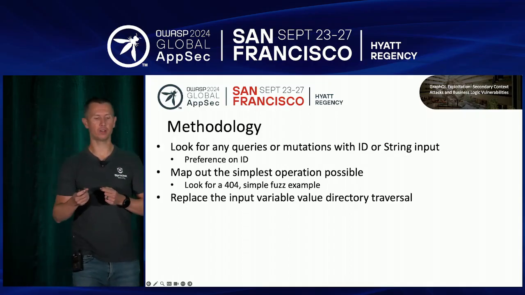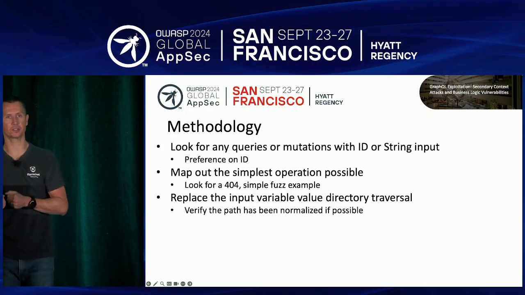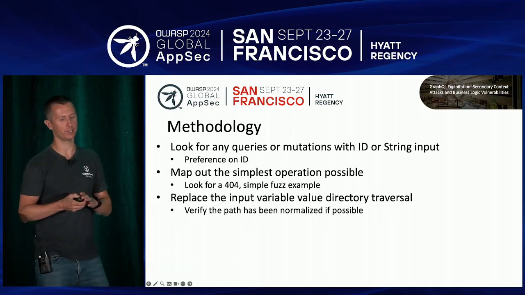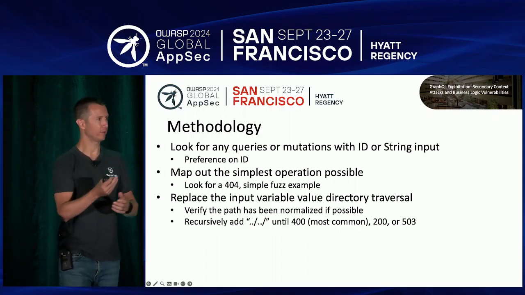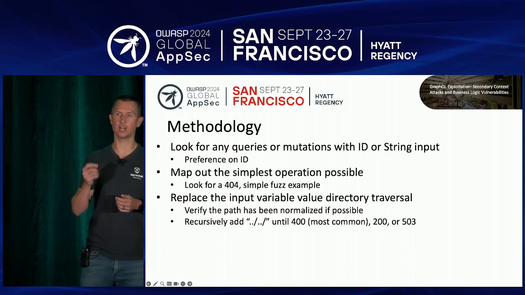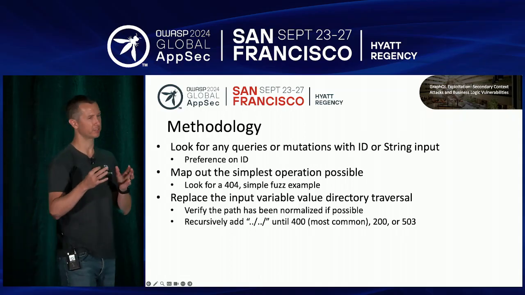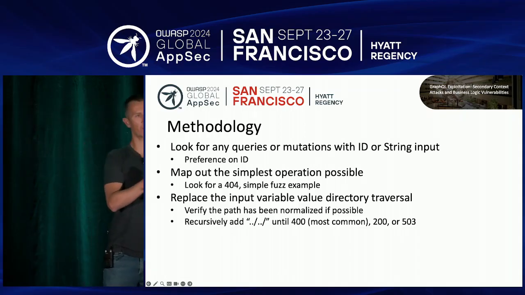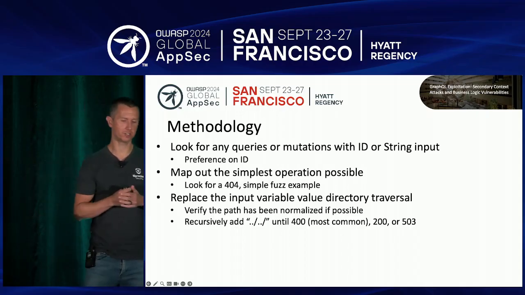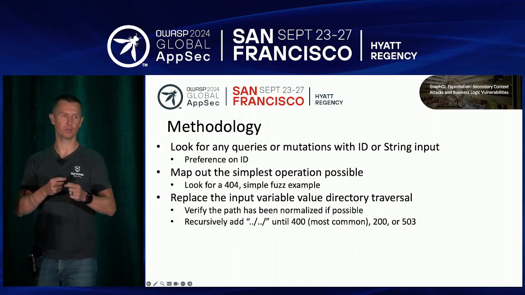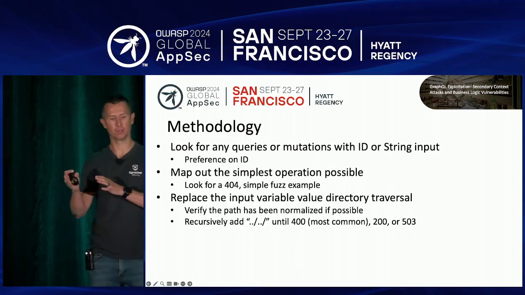And then replacing the input variable with directory traversal, right? Verify the path has been fully normalized, so we're looking at the response. Now we're like, all right, absolutely, we have a secondary context opportunity in this case. One common thing I'll do, I'm sure many of you do this as well, is recursively add .. until we get a 400, which is the most common in my experience to determine where the root is of where we're attacking. So once we get a 400 response, that's almost always the root. I mean, there's exceptions to that, but it could also be a 200 or a 503. But either way, we're recursively adding in path traversal to try and map where we're targeting.